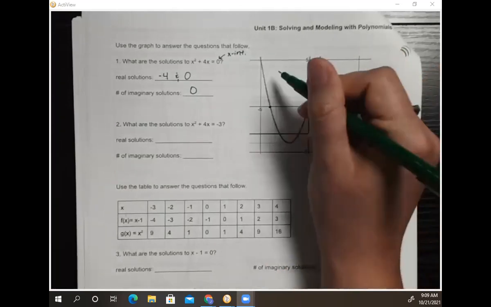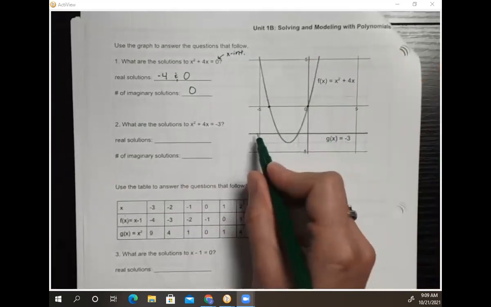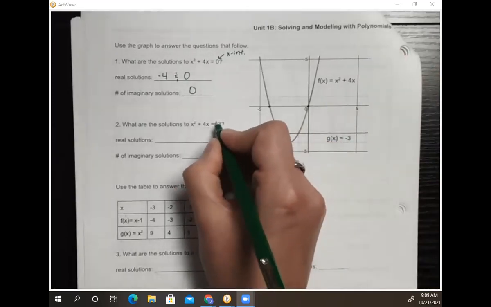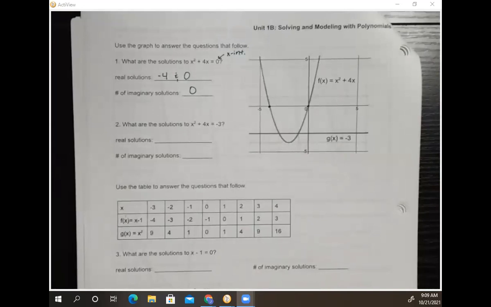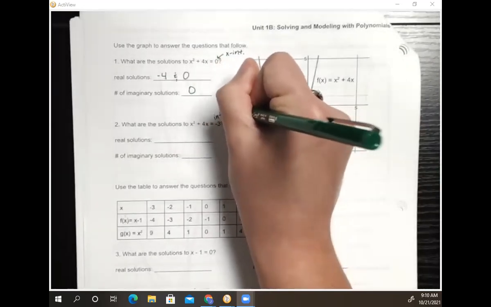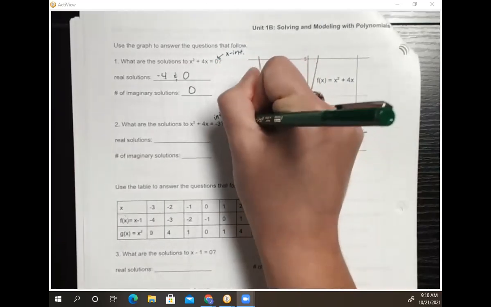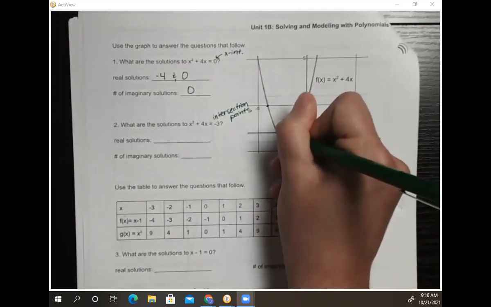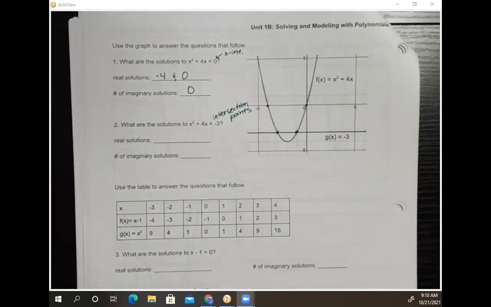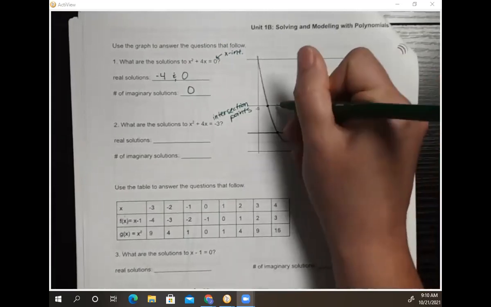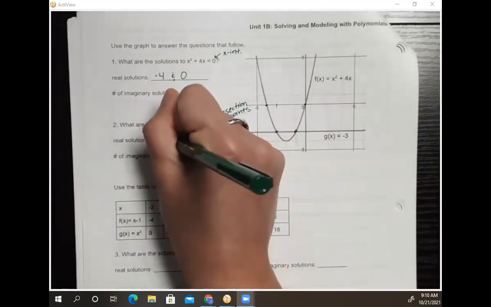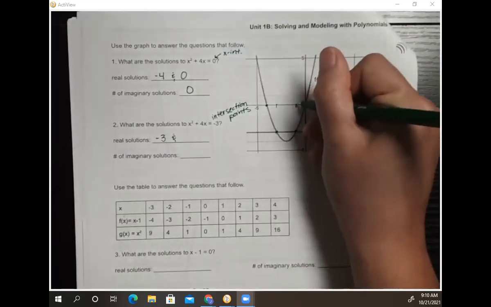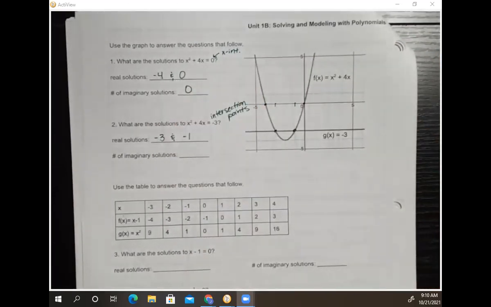Now let's look at our function equal to -3. So -3 is down here. Since I'm equal to something besides 0, I'm looking for intersection points. So I'm looking for where these 2 graphs intersect. That would be right here and right here. Remember, we're only giving those x values. My solutions are x values here. So my x values would be -3 and -1. Those are the x values for my intersection points.